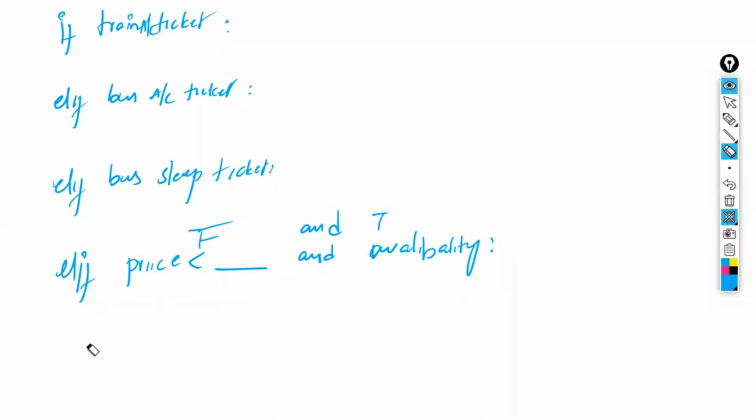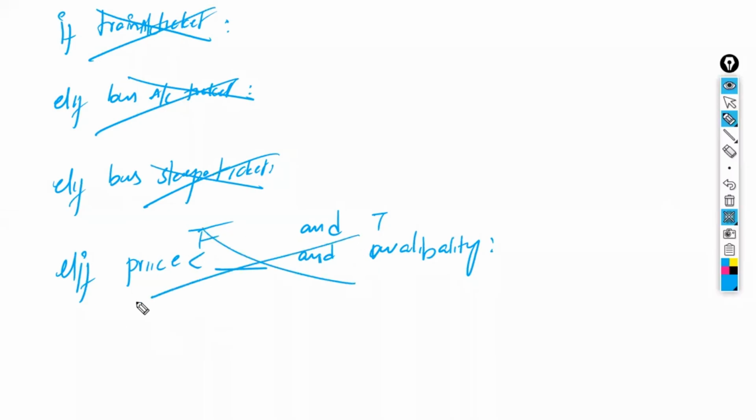Now in this case, none of the tickets are available. For example, the first train ticket is not available. A bus AC ticket is not available. Bus sleeper ticket is also not available. And flight tickets are also not available. None of them are available, so nothing gets booked. In this example, else: train second class ticket.